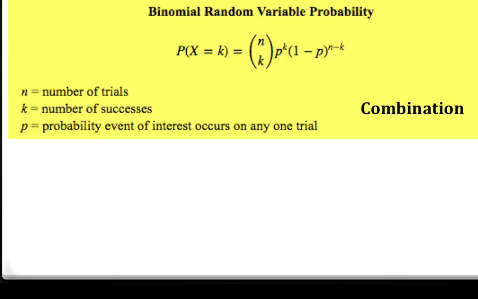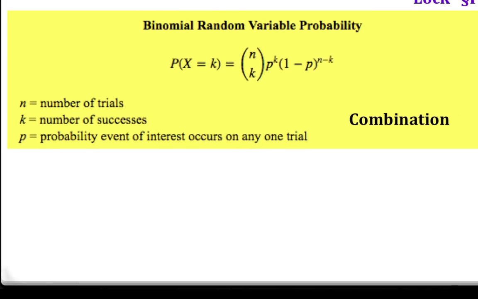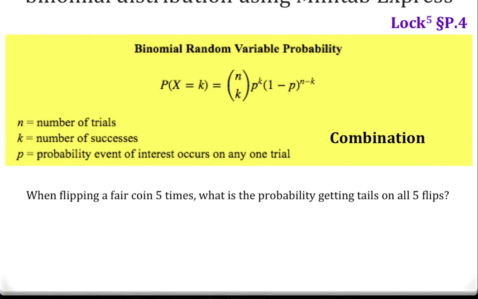P then is the probability of the event of interest occurring on any one trial, in other words, the probability of success. And again, N is the number of trials. When flipping a fair coin 5 times, what is the probability of getting tails on all 5 flips? Here, N equals 5 because we're flipping the coin 5 times. K is 5 because we want to know the probability of getting 5 out of 5 flips.